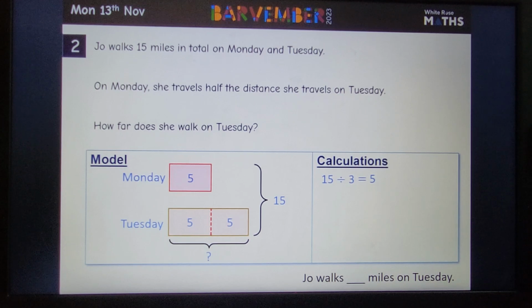Tuesday is 2 lots of 5, meaning Tuesday is 10. So how far does she walk on Tuesday? Well, she walks 5 lots of 2, which is 10. Okay. So Jo walks 10 miles on Tuesday. All right. Hopefully you can see that this actually is a really powerful tool to use.